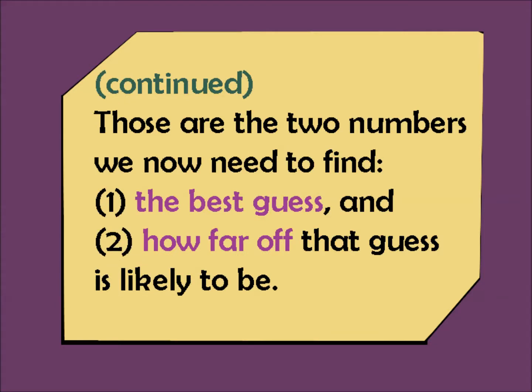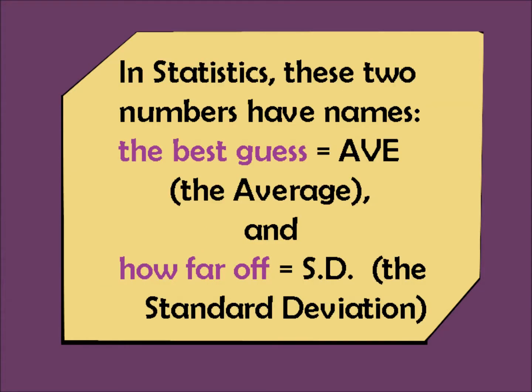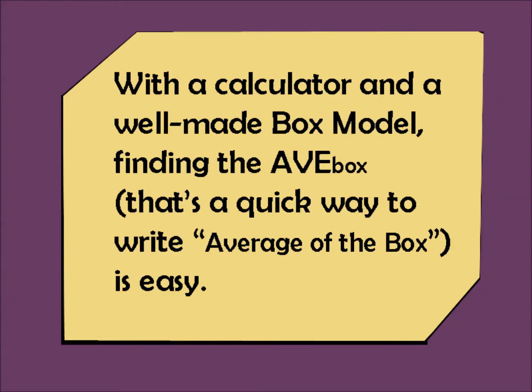These are the two numbers that we now need to find. One is the best guess, and 2 is how far off that guess is likely to be. In statistics, those two numbers have names. The best guess is called the average, and how far off is called the SD, or the standard deviation. With a calculator and a well-made box model, finding the average of the box, that's a quick way to write average of the box, is easy.